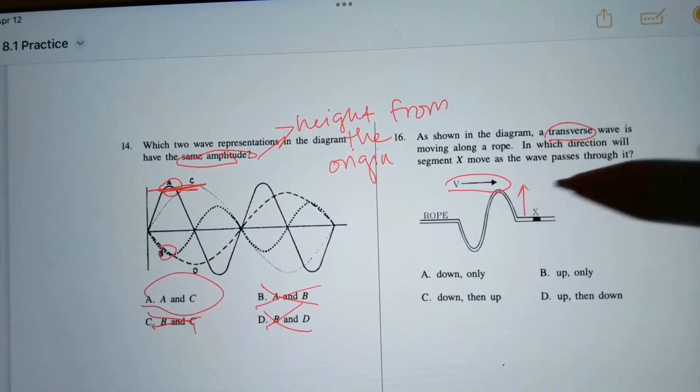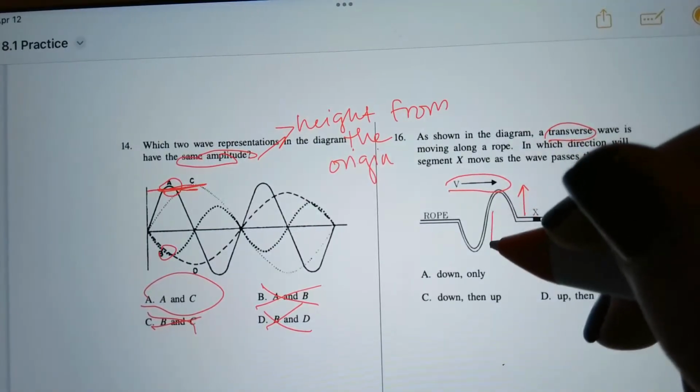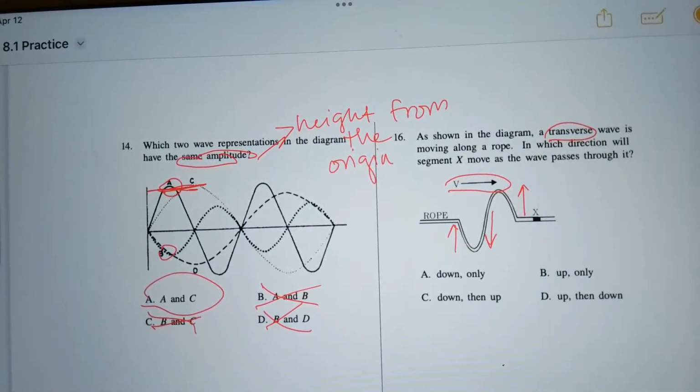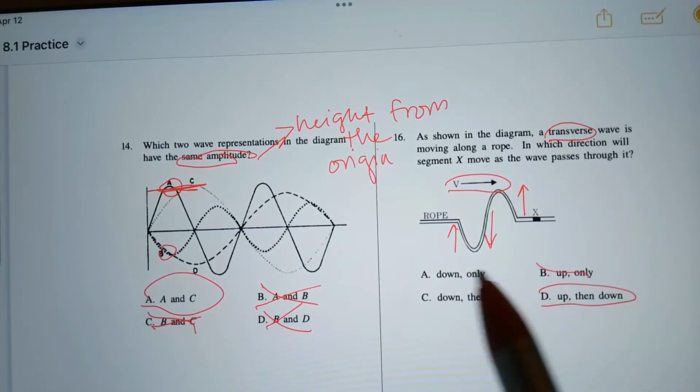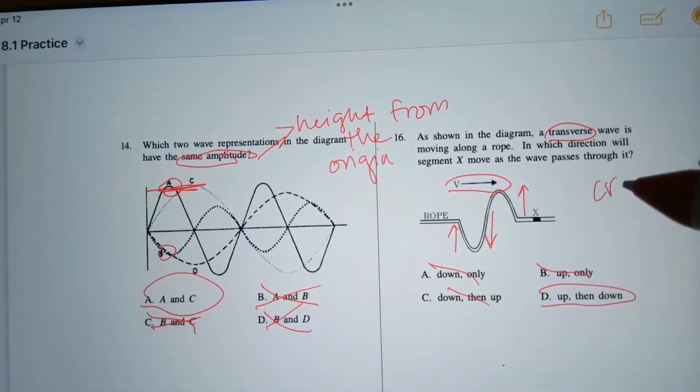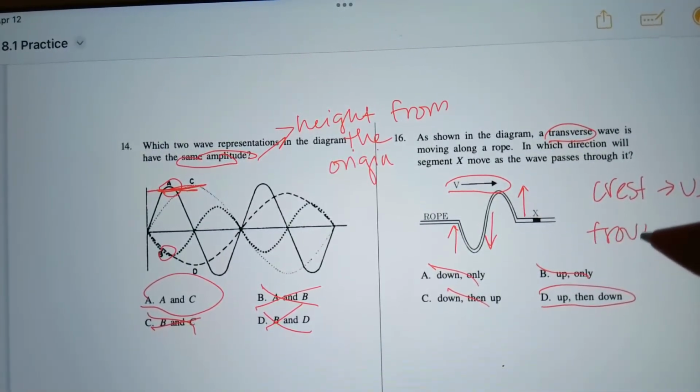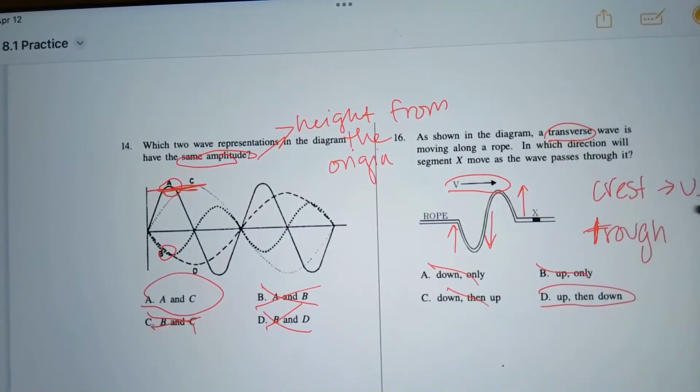Well, I see a crest, so I know I'm going to move up, then I'm going to move down, then I'm going to move back up. So in this case, we're going to go up and then we're going to go down. So if you see a crest, you'll move up. If you see a trough, you'll move down. Okay?